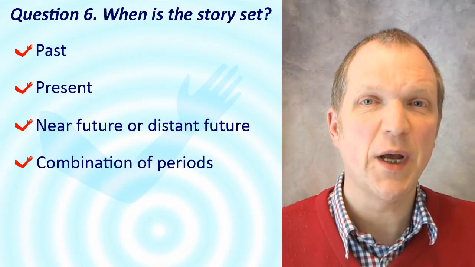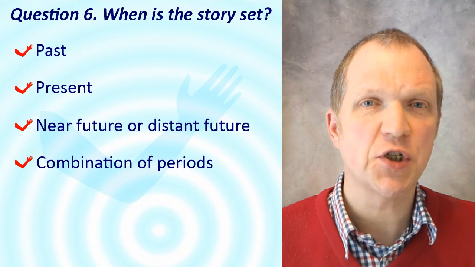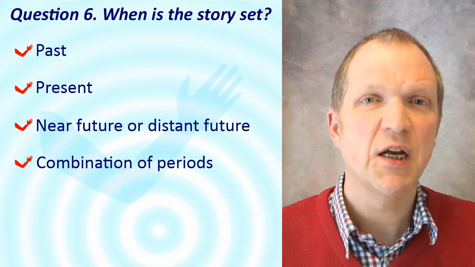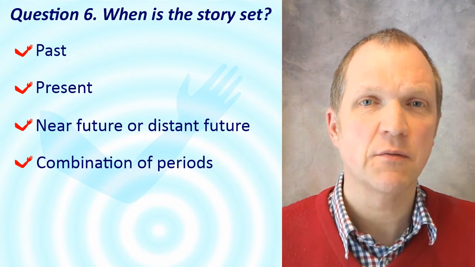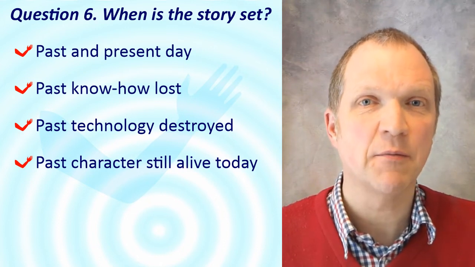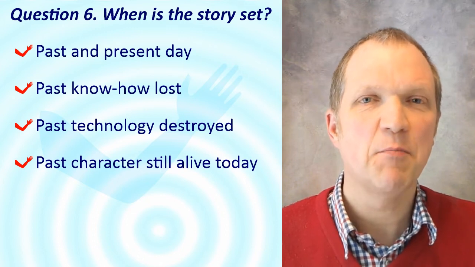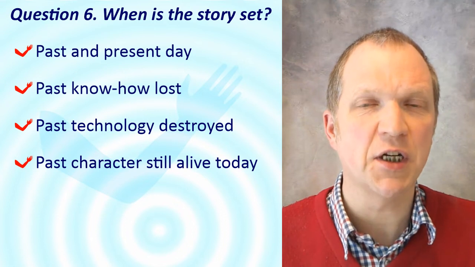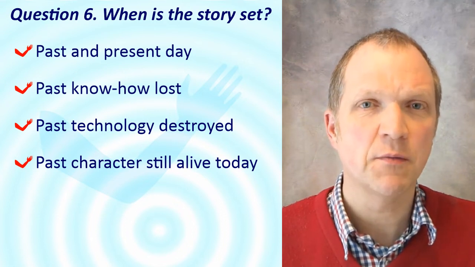Question 6. When is the story set? Options include the past, the present, the near future, the distant future, or some combination of these. Setting the story in the past means it has to be unsuccessful. Otherwise, we would all be regrowing missing body parts in the present day. However, maybe it was briefly successful in the past, but the know-how and technology was somehow lost or destroyed.